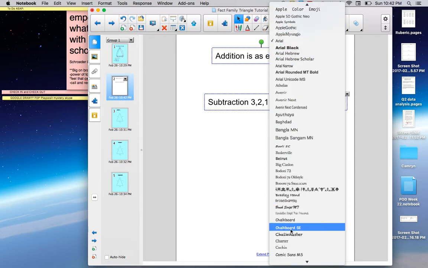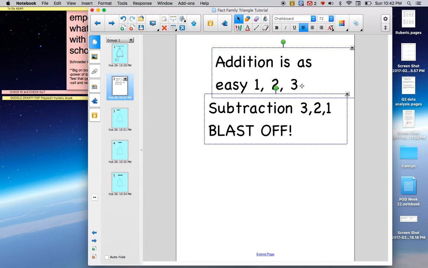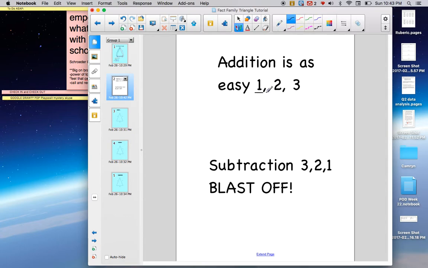So, addition is as easy as 1, 2, 3. Subtraction, 3, 2, 1. Blast off. These numbers, right here and right here, tell me how I should label an equation. Let's go to the next slide and I'll show you what I mean.